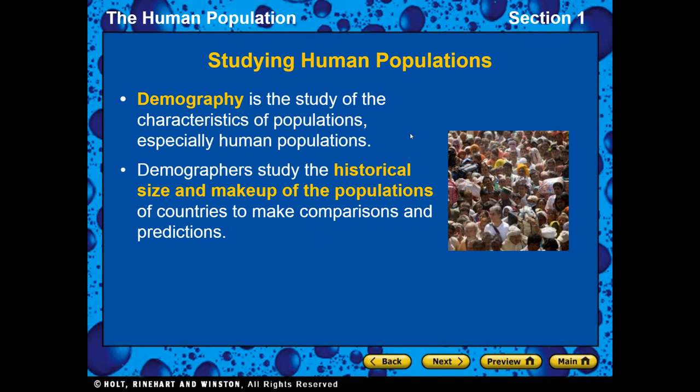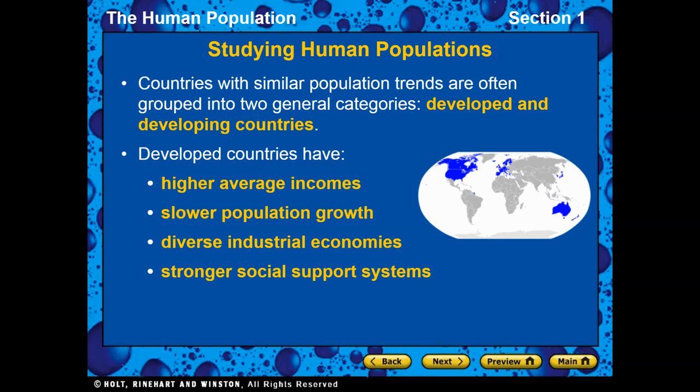So I'm just going to go through these real quick. There's something called demography. This is the study of the characteristics of populations, but usually we're also talking about human populations. The actual scientists who study this are called demographers. They go through historic changes, and then they use that in order to predict future populations.